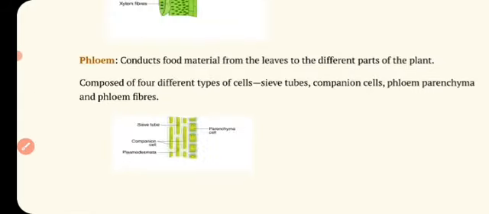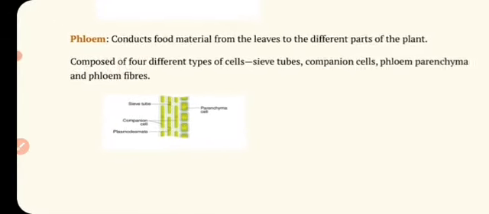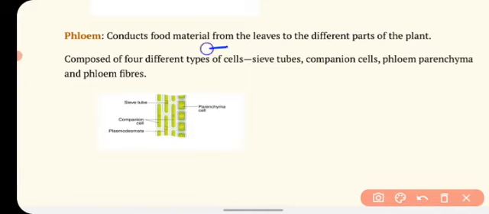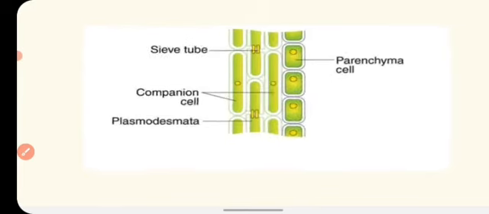Now we will talk about the phloem. Phloem is the food conducting tissue. It conducts food material from the leaves to the different parts of the plant. As you know, the plants prepare their food in the leaves, so the food is being carried by the phloem from the leaves to the different parts of the plant, and it is also composed of four different types of cells. What are these cells? Sieve tubes, companion cells, phloem parenchyma, and phloem fiber. Four types of cells are found here.